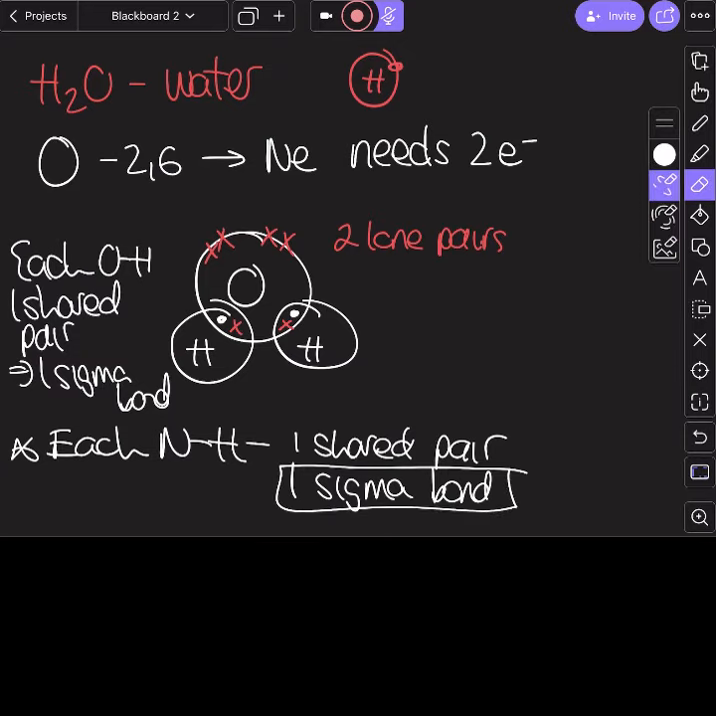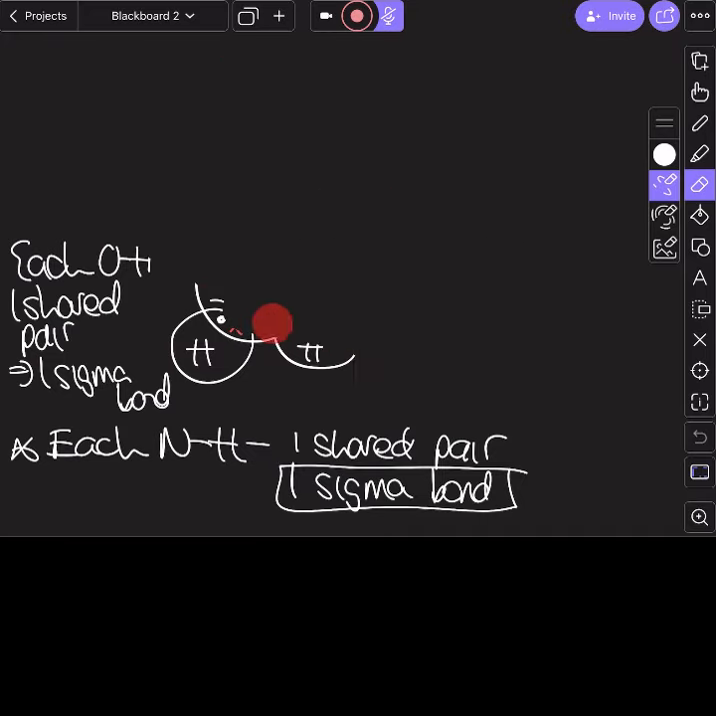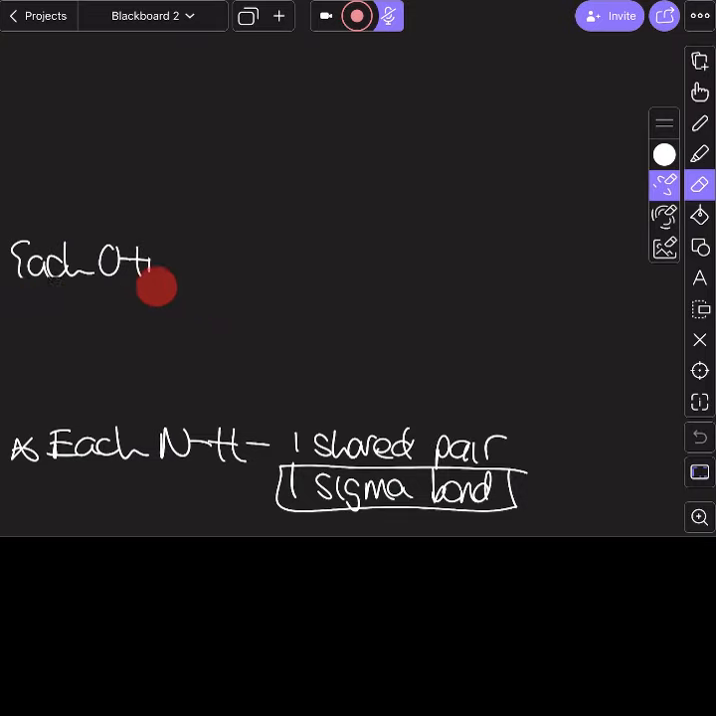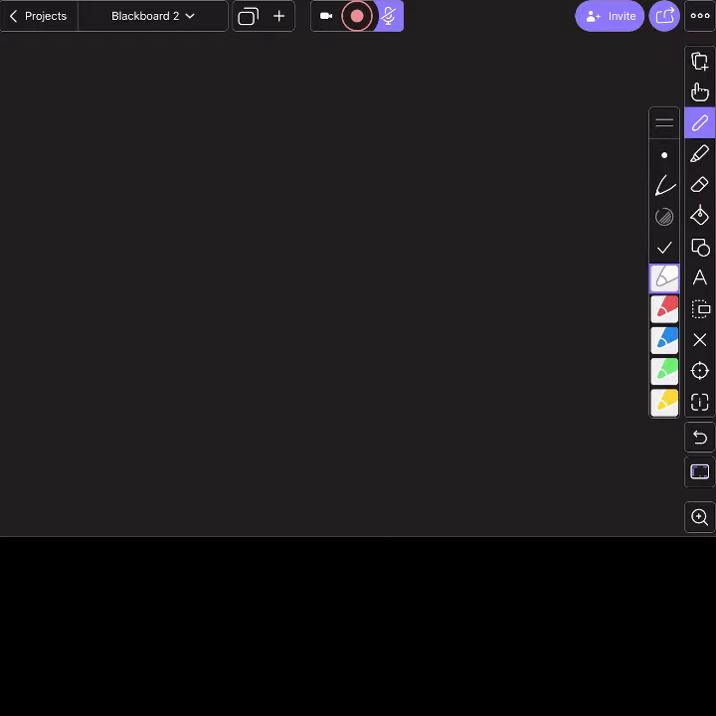So now we up the ante and we start looking at things that have 2 shared pairs. So these are double bonded, and we describe them in terms of sigma. We use 2 words in a minute to describe them. So the first one we're going to look at is oxygen again. So we have said oxygen is 2, 6. It has 6 electrons in its outer shell.